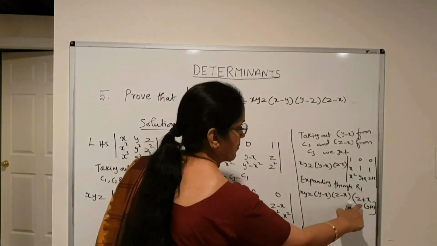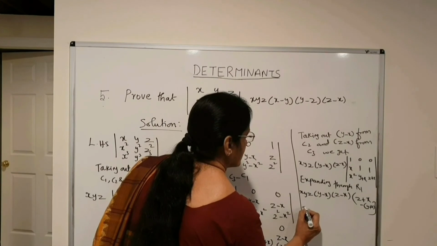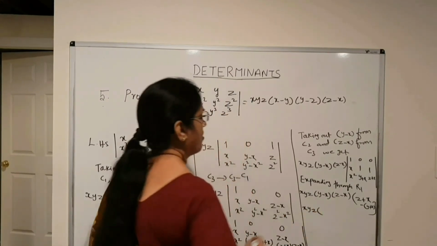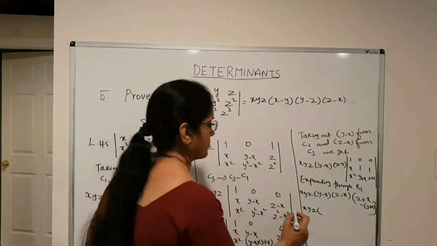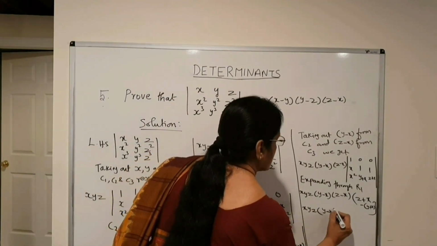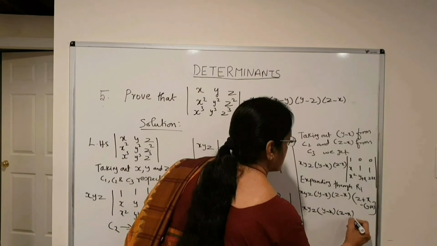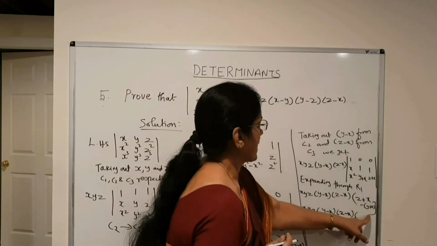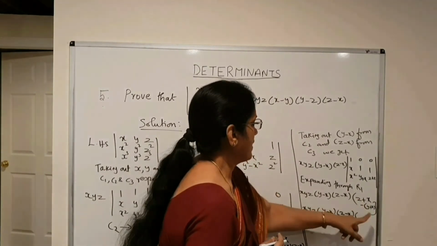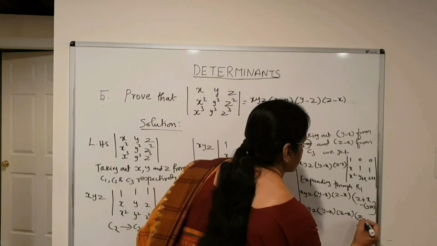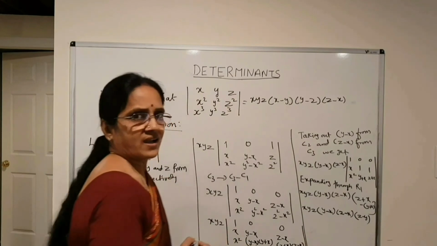Now let me open the bracket. I will be getting x, y, z. All these things are your LHS. What we are doing now? y minus x into z minus x into, now when you open the bracket, plus x and minus x will get cancelled. I will be left with only z minus y. This is what I am having.